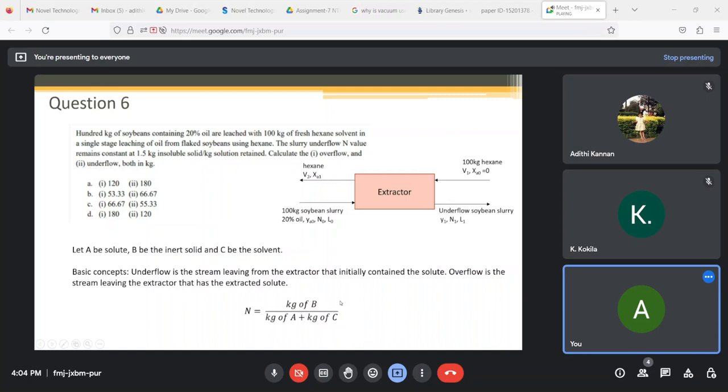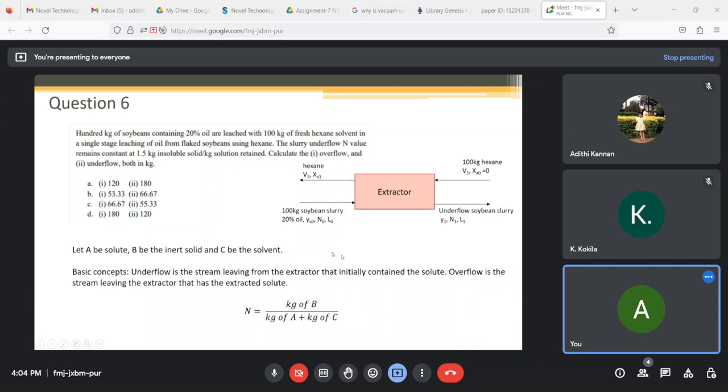Hope this is clear. Hope this is not confusing. If you want me to repeat, I can repeat as well.